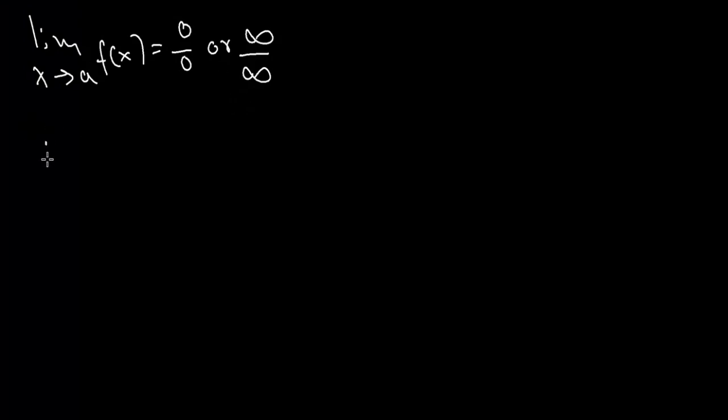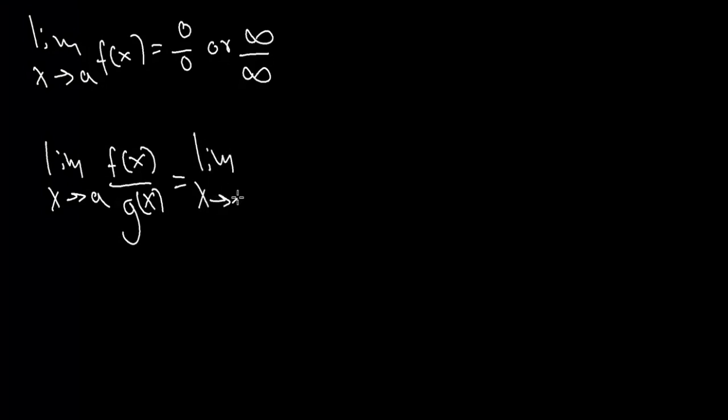L'Hopital's rule basically states that the limit of a function, right? So you can have f of x over g of x is equal to the limit of f prime of x over g prime of x. And when you do this, you're able to basically loop around this indeterminate form and solve the limit.